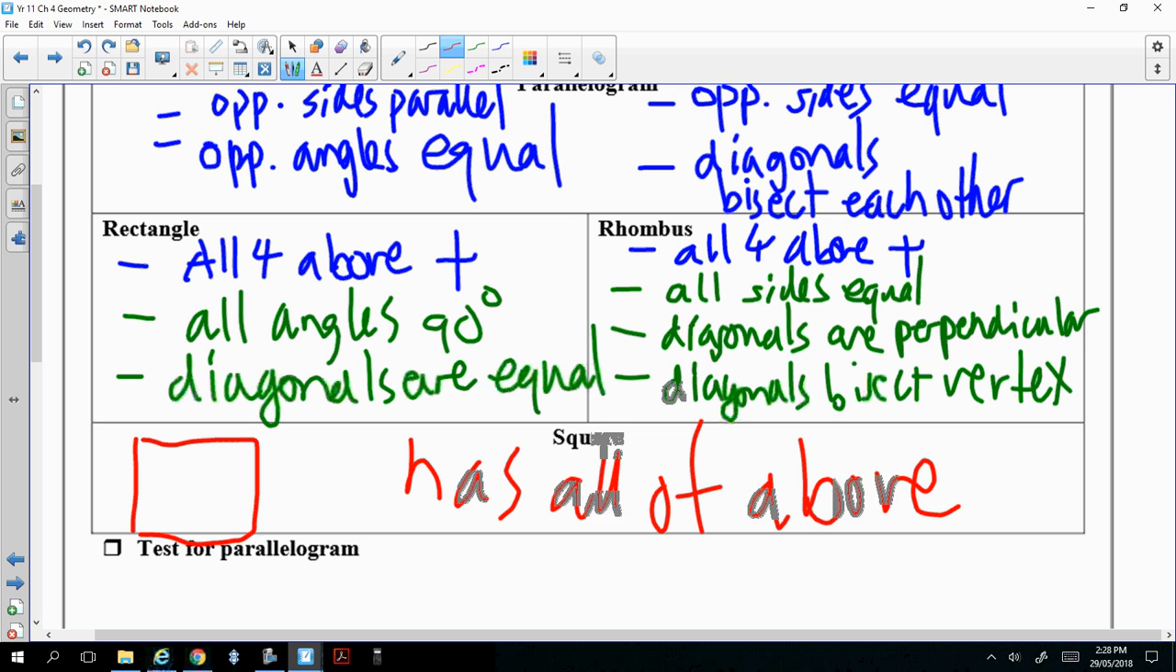Okay, now we have to write down the test for parallelogram. Christina, please don't explain questions to you. Anytime.